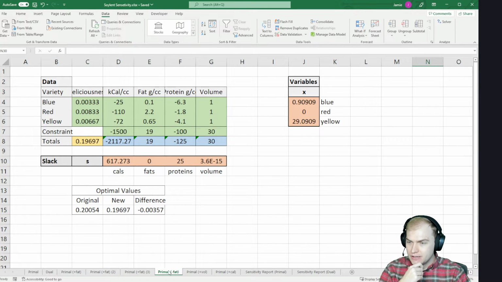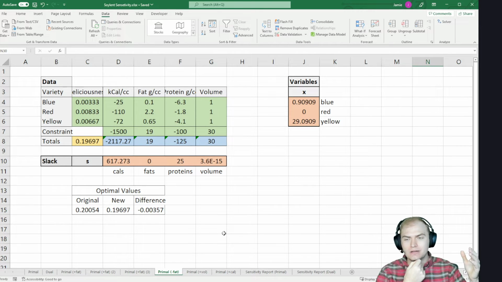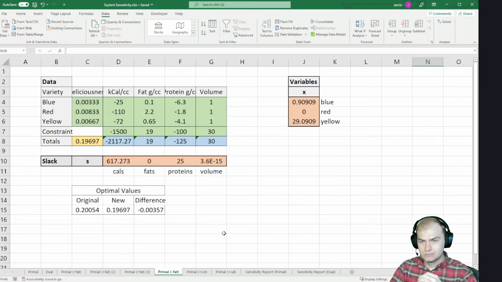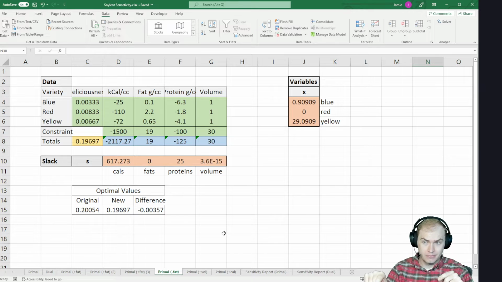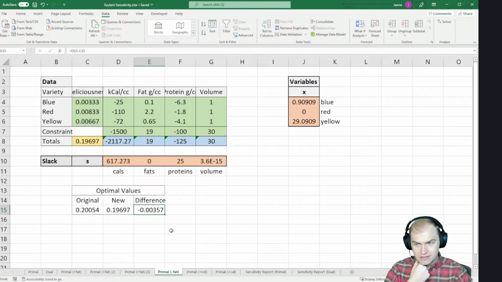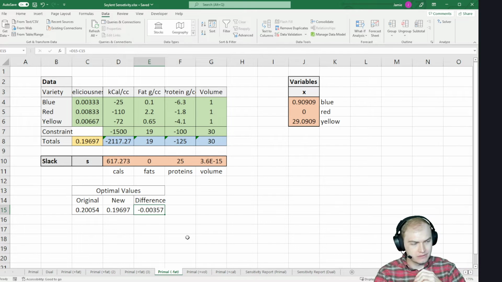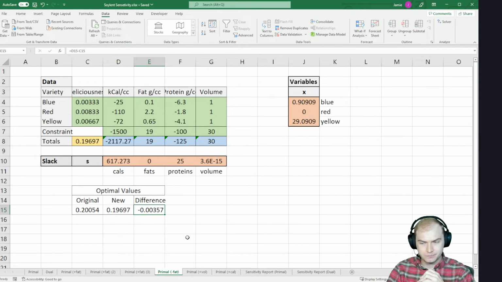Also, if I subtract a fat from the original problem, the current basis that we were at earlier becomes infeasible, or the optimal basis for the original version of this problem is infeasible, and so we have to pick a new basis, and we don't see the same sort of shadow price relationship here. We have a different amount of decrease.